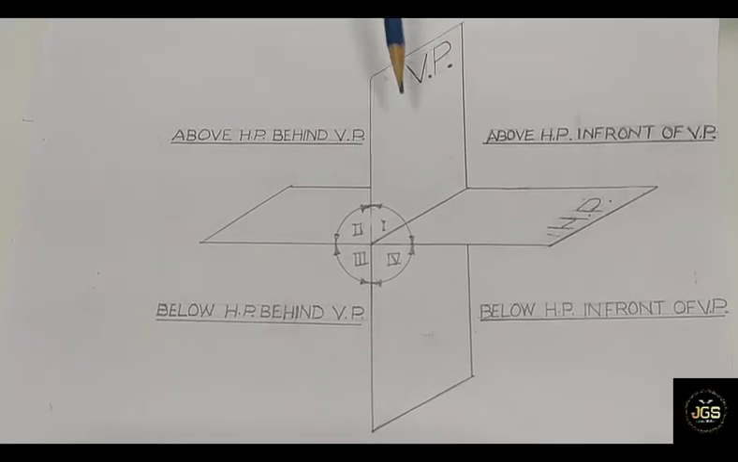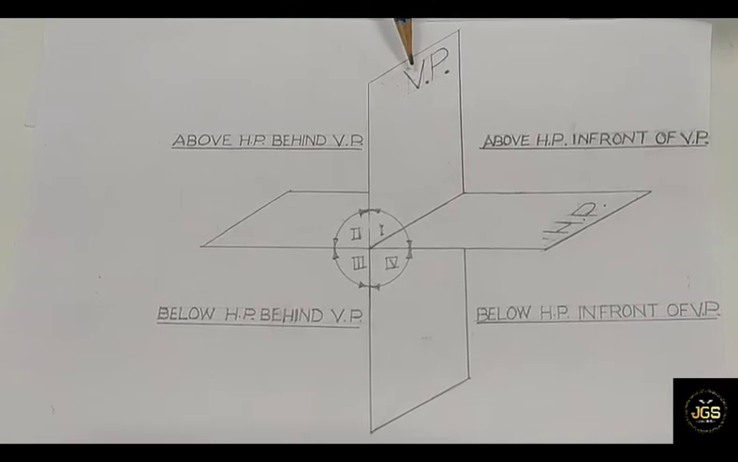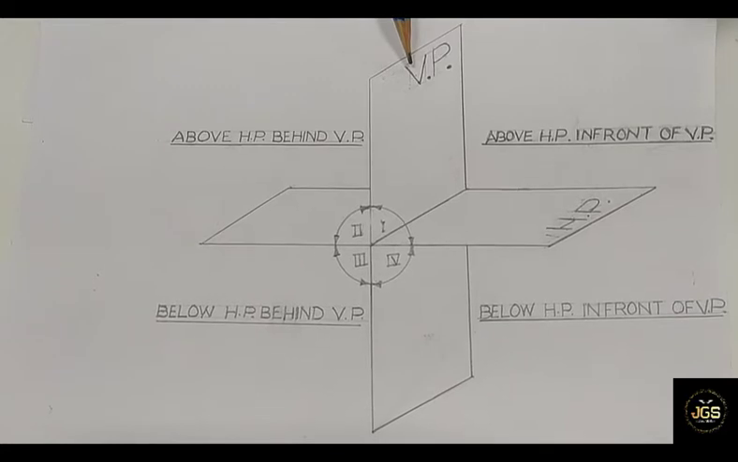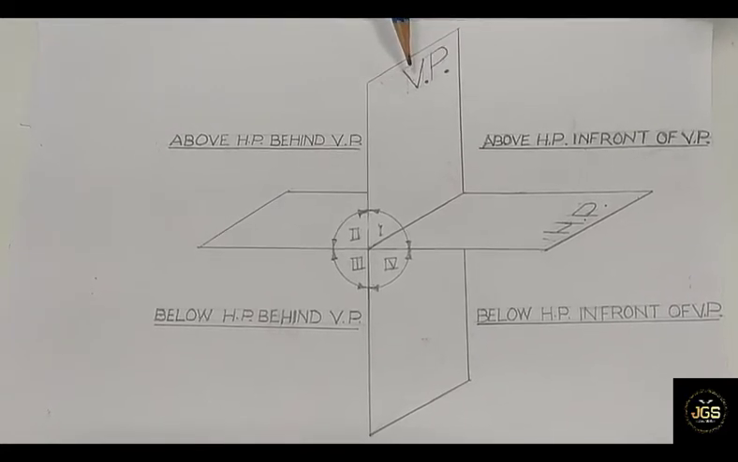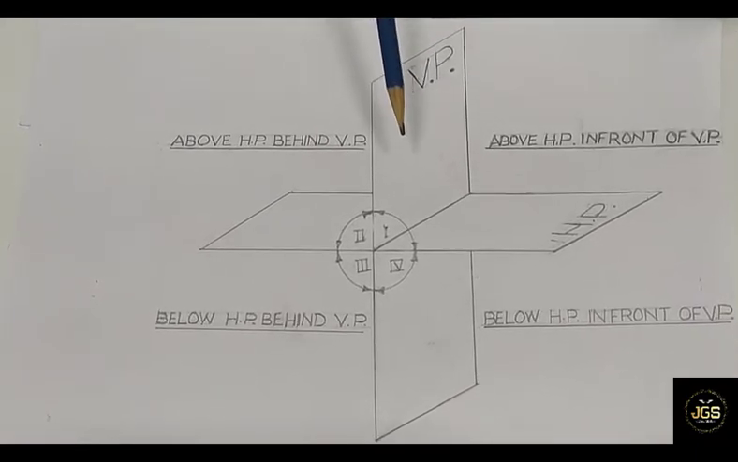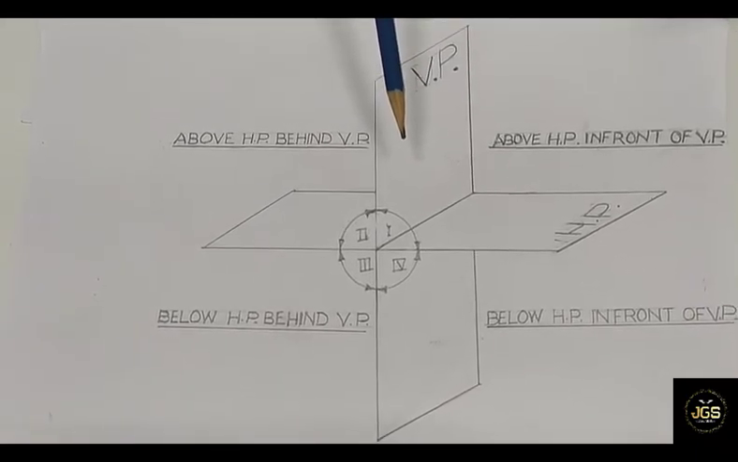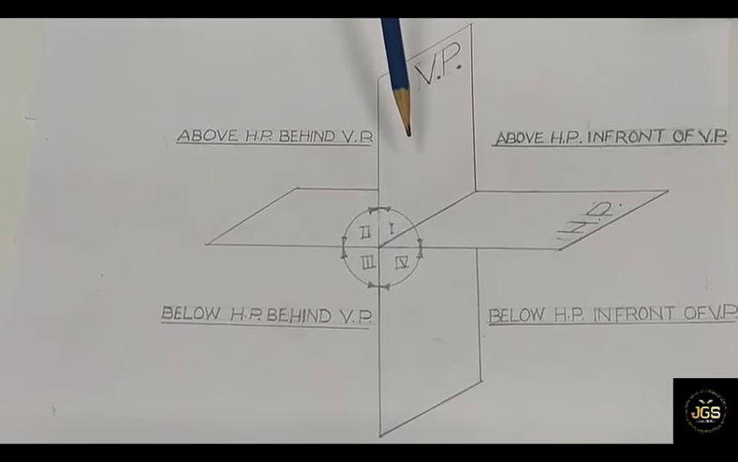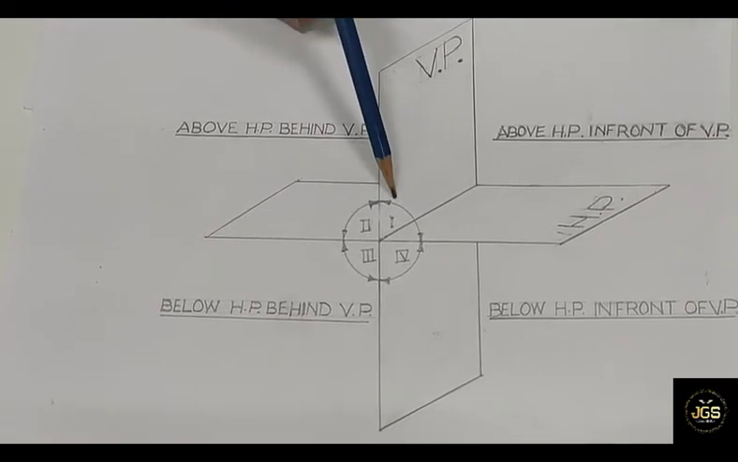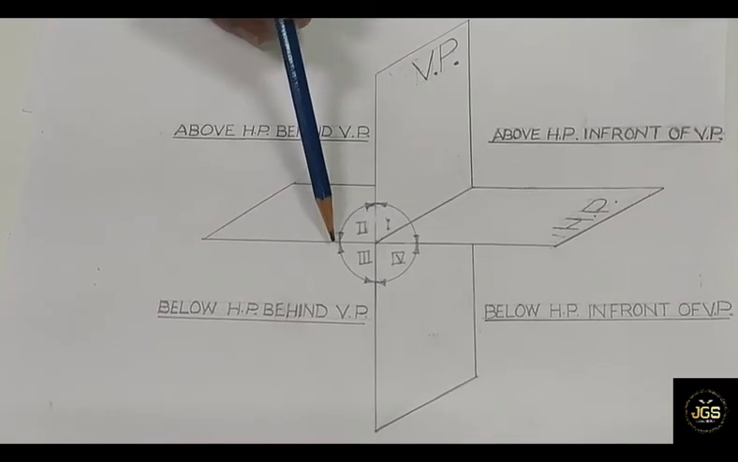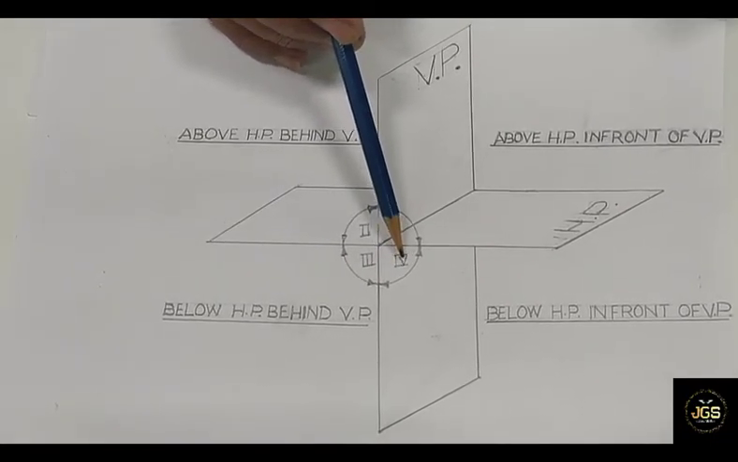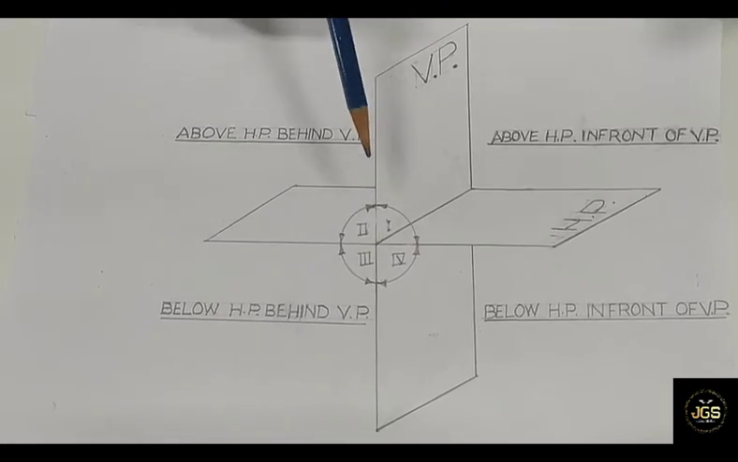Both horizontal and vertical planes, which are called principal planes, divide the whole space on one side of the profile plane into 4 quadrants, called the 4 dihedral angles or quadrants. You can see over here, this is my first quadrant, this is my second quadrant, this one is my third quadrant, this is my fourth quadrant.